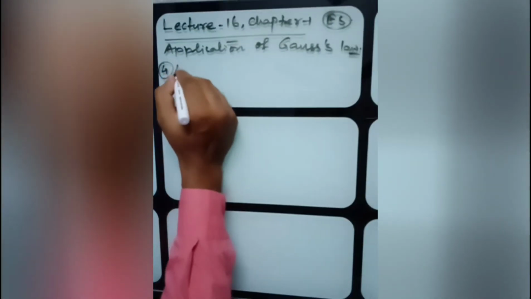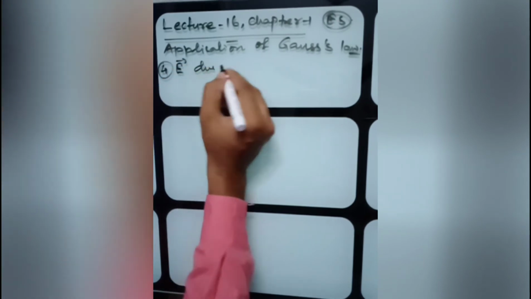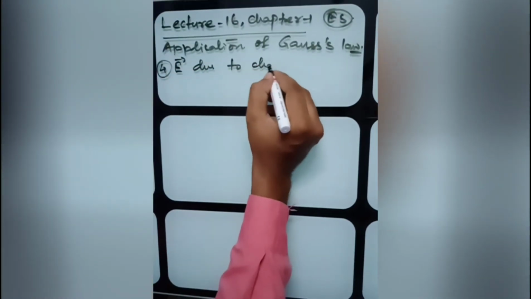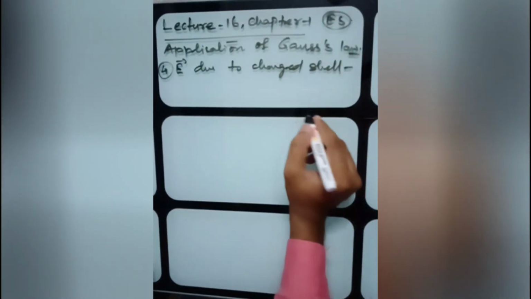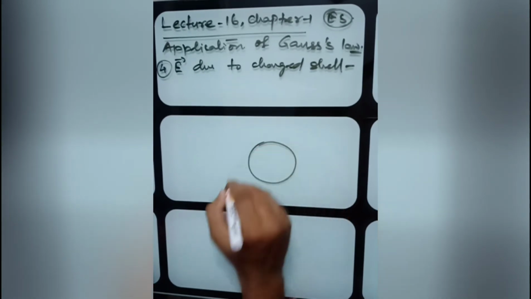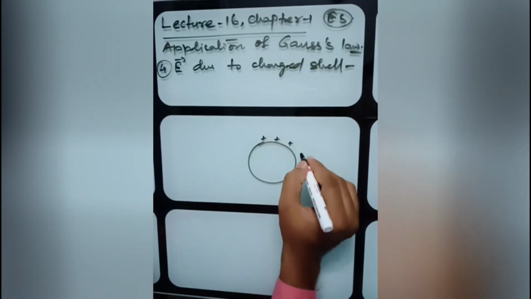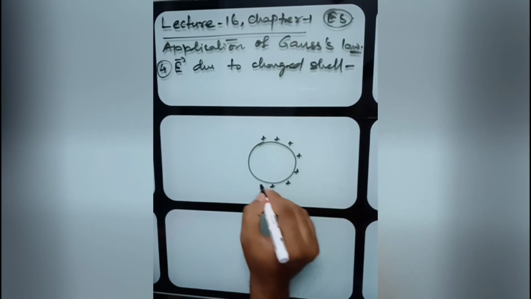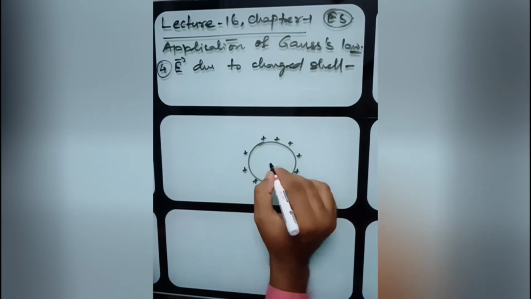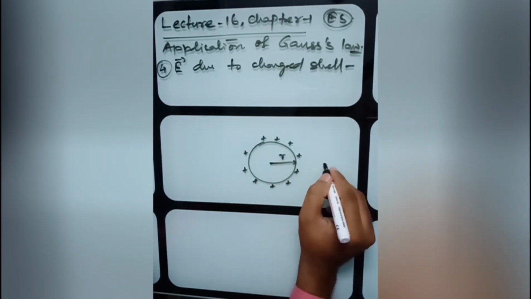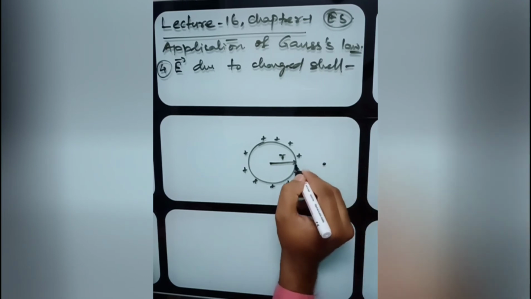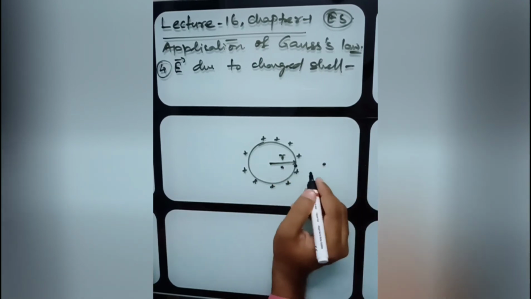Fourth, E due to a uniformly charged hollow cell. It is uniformly charged, of radius r, with surface charge density sigma. We'll try to find the electric field outside the sphere, at the surface of the sphere, and inside the sphere, that is the cell.